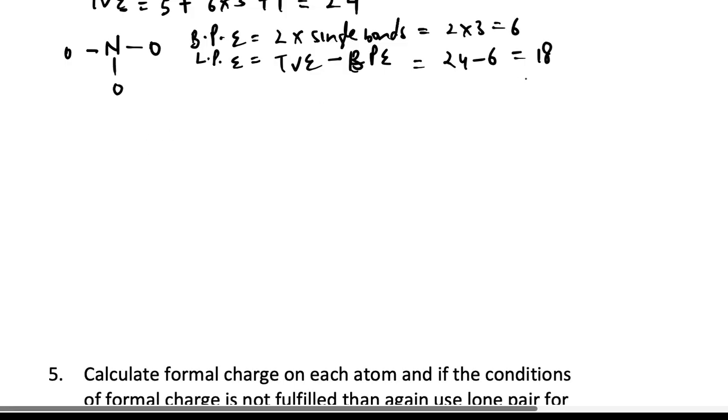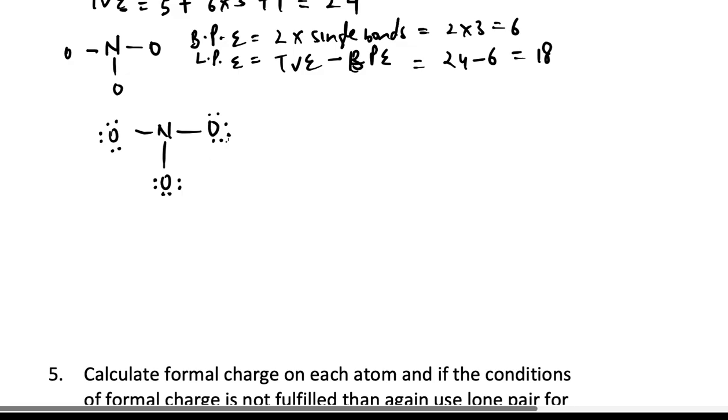Now we have 18 lone pair electrons, so we have to assign them around the oxygens. Let's assign that. 1 2 3 4 5 6, 1 2 3 4 5 6, 1 2 3 4 5 6.